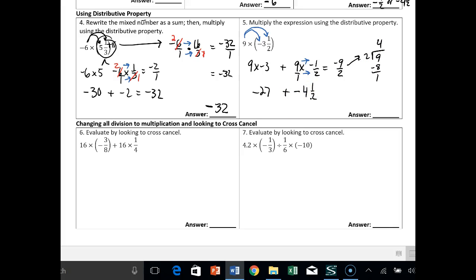Super important to keep track of your negatives, right? So when I add that together, I get negative 31 and 1/2.